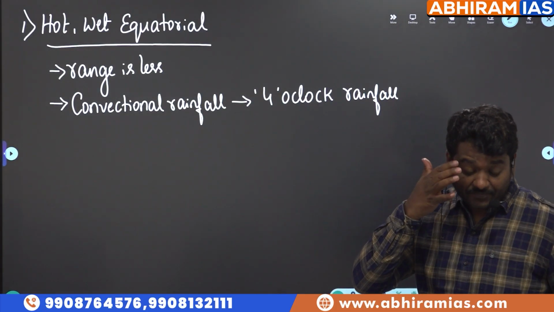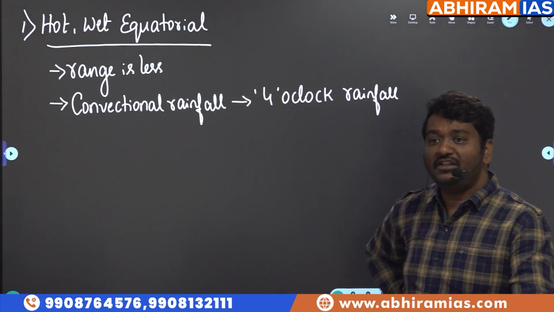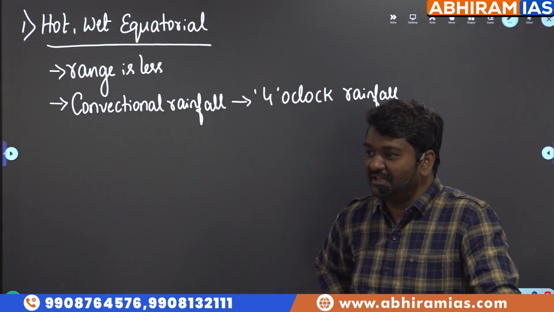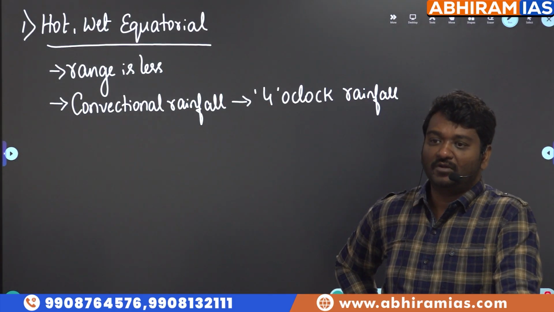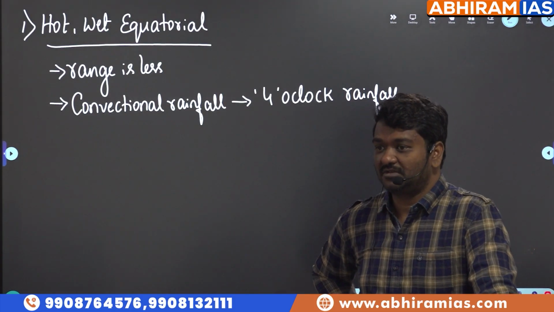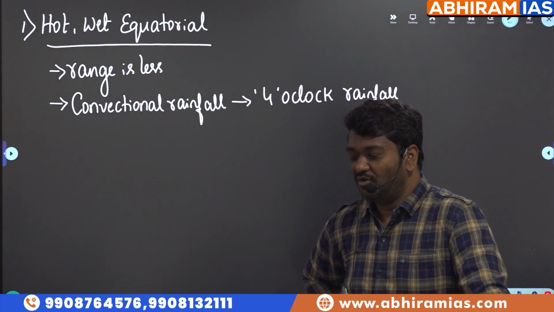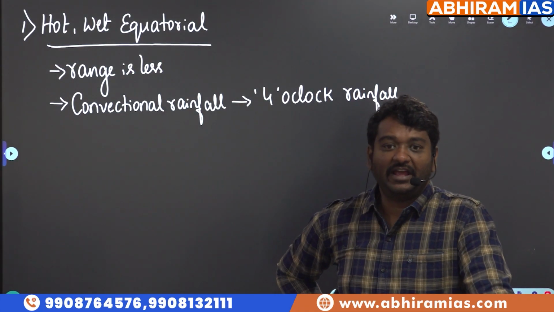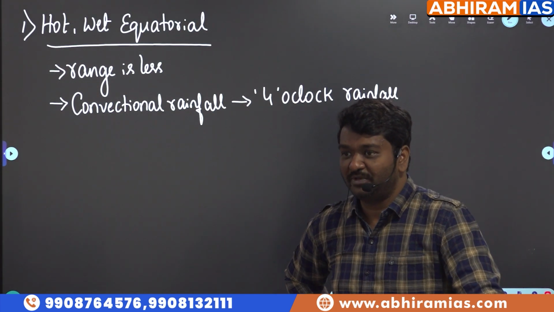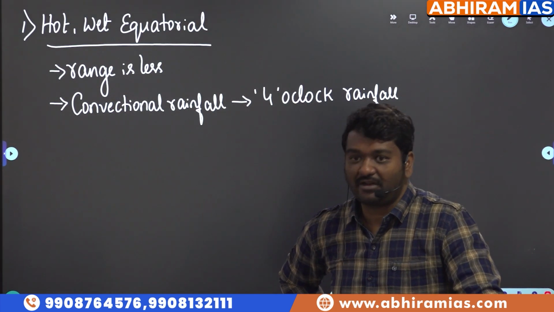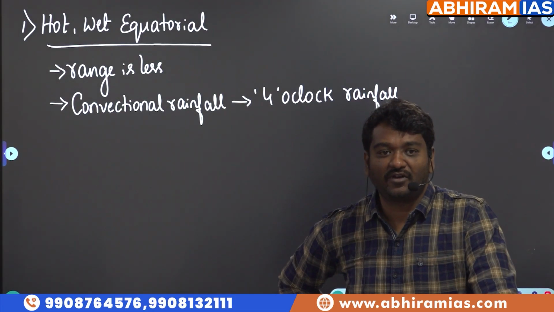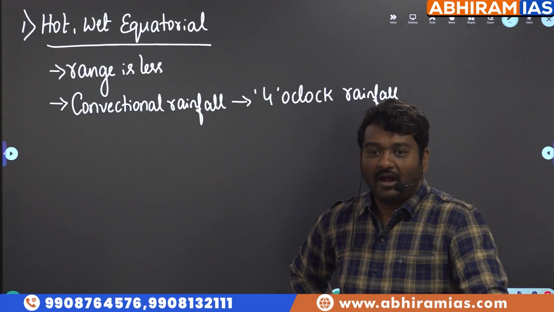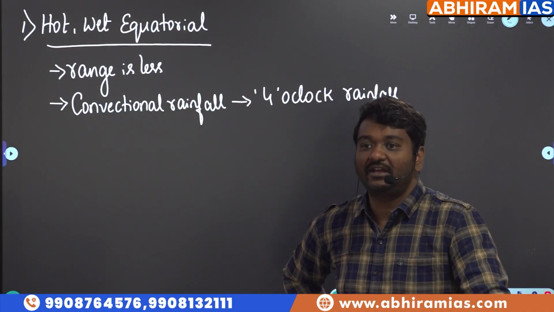Once UPSC asked, every day in the morning sky is clear. By afternoon sky is filled with clouds. By evening you will have heavy rainfall. Are they talking about everyday rainfall? Everyday rainfall, the moment every day comes into picture, it will be equatorial climate. You tell me, are they talking about evening rainfall? Again, which type of climate? Equatorial climate. Okay, and you tell me, are the clouds rising vertically?